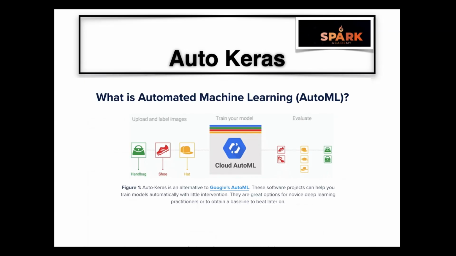And here is a picture for automated machine learning. You can see that if we are doing object detection, there are handbag, shoe, and hat. If we run these labels through our cloud AutoML, then we can evaluate whether a particular object was a sandal versus shoes versus a cap, and bags and purses, right? So these software projects can help you train models automatically with little intervention. They are great options for novice deep learning practitioners to obtain a baseline to beat later on.